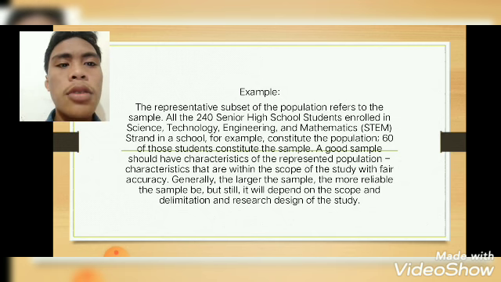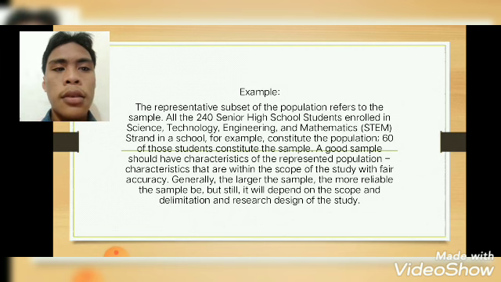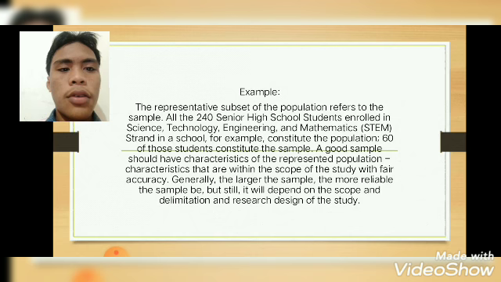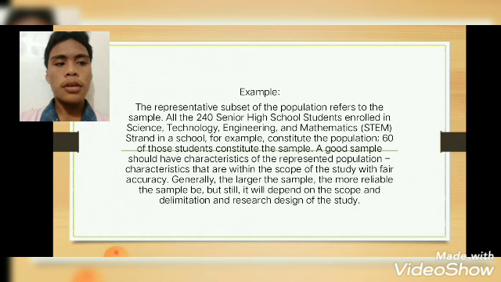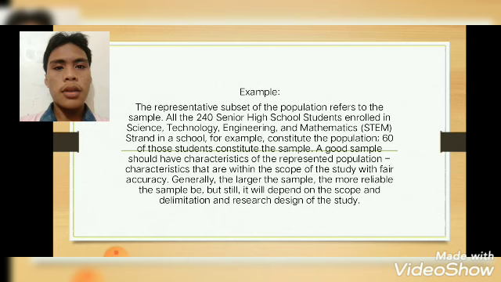A good sample should have the characteristics of the represented population, characteristics that are within the scope of the study, with fair accuracy. Generally, the larger the sample, the more reliable it will be. But still, it will depend on the scope, the limitations, and the research design of the study.